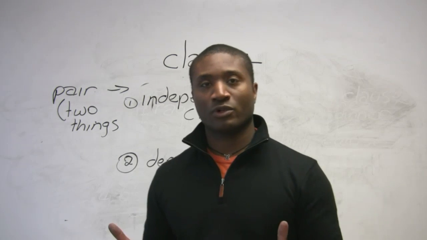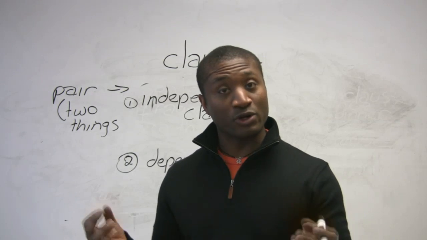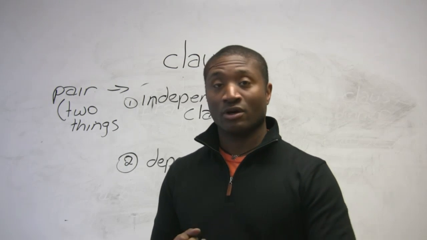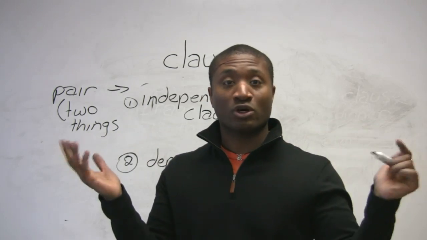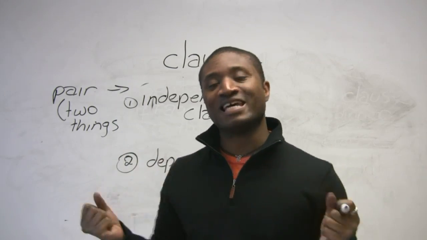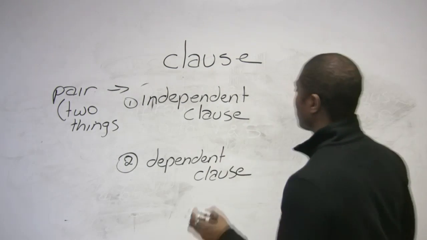Now, what do they do? Let's take a look. To be independent is to stand alone, right? If you're an adult, you're independent, you have your own house, your own apartment, your own car, your own job, you live on your own. You don't need anybody or anything, right? That's the way the independent clause is. It can stand alone.